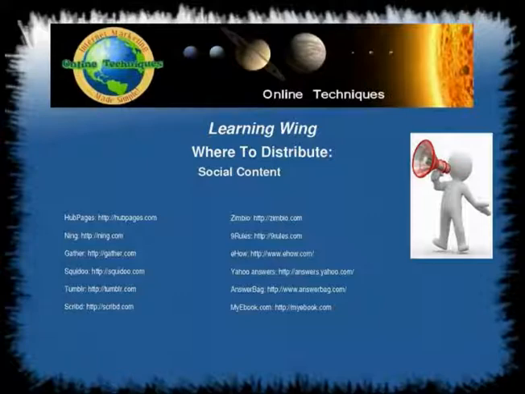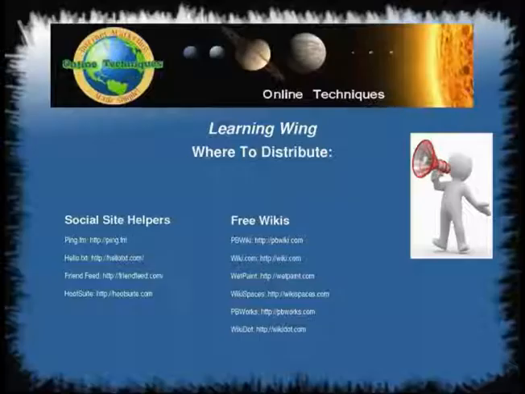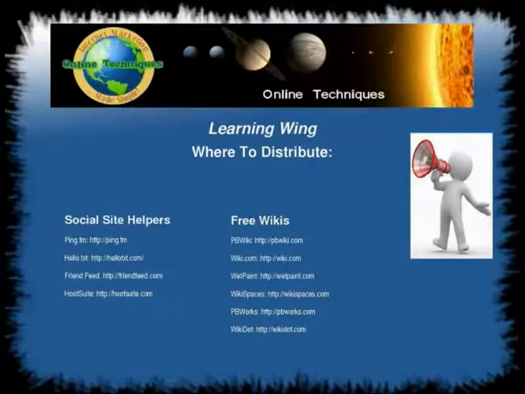And if it gets a really highly ranked answer, then you got a lot of link juice going there, and you've got a lot of people coming over. So Answer Bag, My eBook, eHow, Zibio, all these places are places where you can do stuff like that. Social site helpers. Okay, Ping.fm, Friend Feed, Hootsuite.